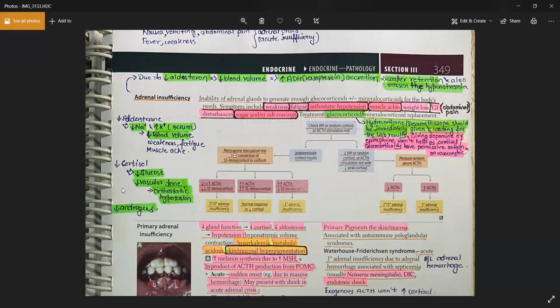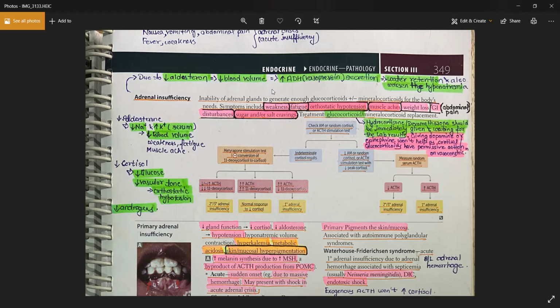So without the cortisol, you won't get the maintenance of a normal BP. So you will get the orthostatic hypotension. You will get the muscle pain. You will get the weight loss. You will get the GI disturbances, which includes the abdominal pain, nausea, vomiting. Okay, because of the salt wasting, the patient will also have salt cravings.